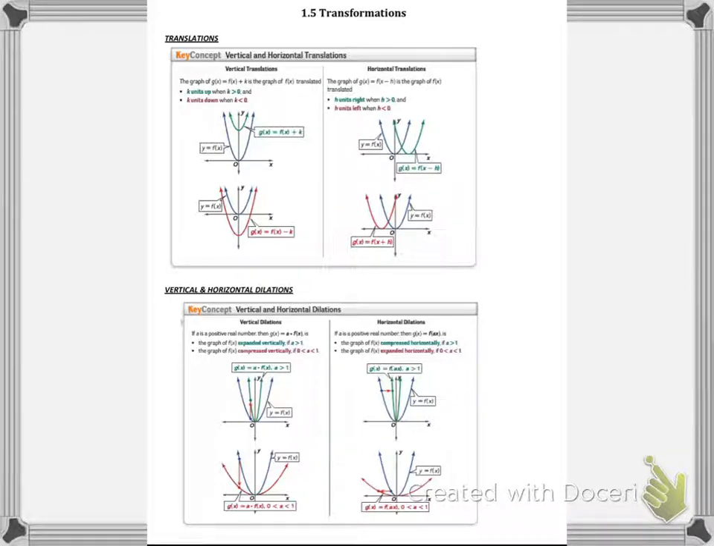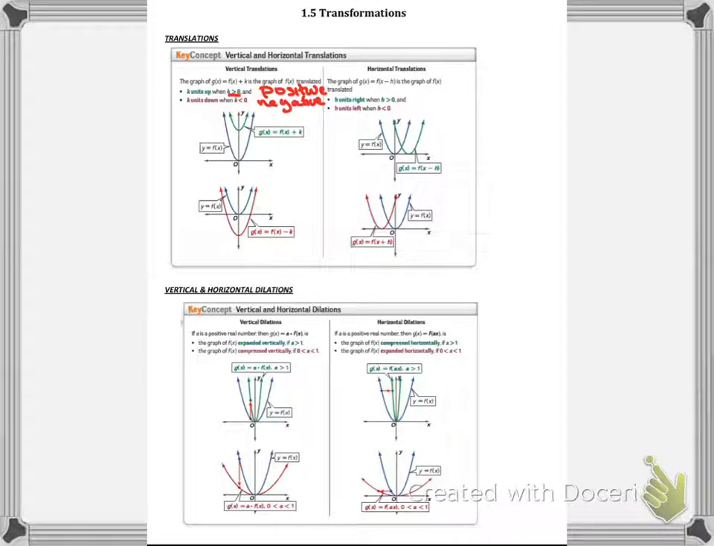So the first one I want to talk about is vertical and horizontal translations. And it says the graph of g of x is equal to f of x plus k, and the graph is translated. So this right here means that you're translating it either up or down, okay? If k is positive, then you are shifting up. If k is negative, then you're shifting down. And these two graphs show, so here is f of x, and then this graph is f of x shifted up k. And then this is f of x shifted down k.